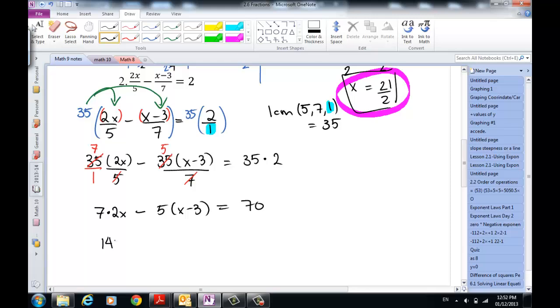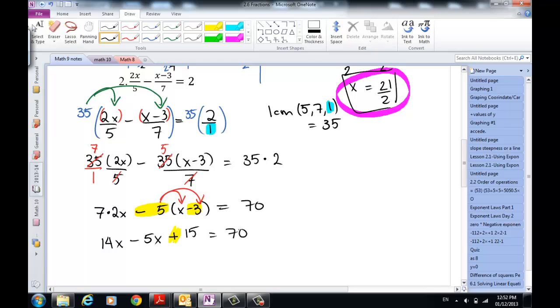So this is 14x, and this is why those brackets were so important here. We're multiplying everything inside of these brackets. So it's minus 5 multiplied by x, which is minus 5x, and it's minus 5 multiplied by negative 3, plus 15. This was really important. This is why we got that plus sign there. Is equal to 70.